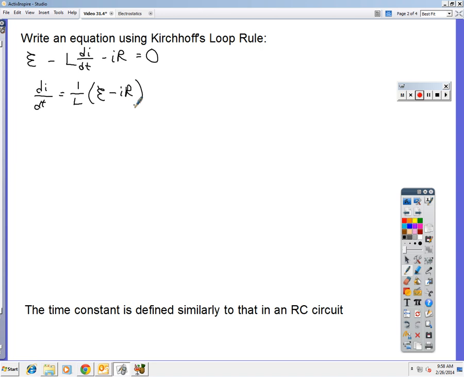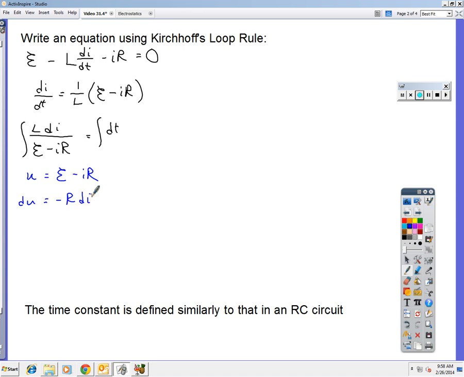It's a separable equation, so we'll separate variables, and then we'll get dI over (EMF minus IR) equals dt over L, except I'm going to bring the L back over here, and then we'll integrate both sides. Now, the integral on the right side is very easy. It's just time plus a constant. The integral on the left side, we have to use a u substitution. Use u equals E minus IR. du equals negative R times dI.